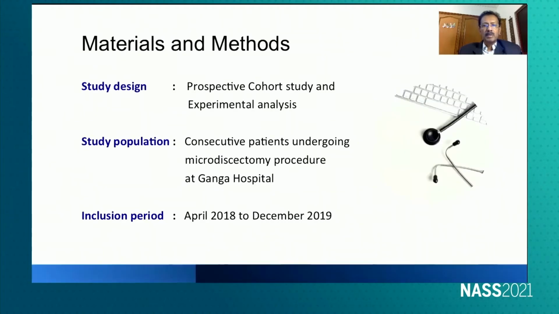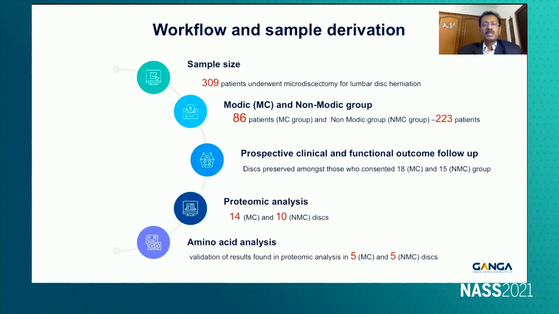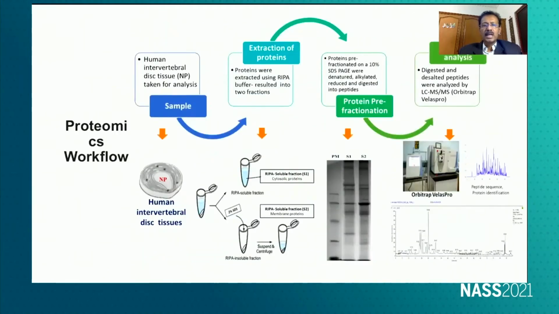This was a prospective cohort study and experimental analysis done at Ganga Hospital between April 2018 and December 2019. Consecutive patients were enrolled for the study. There were 309 patients, of whom 86 had Modic changes and 223 did not. They were analyzed on 3 counts: clinical and functional outcomes, proteomic analysis, and amino acid analysis.